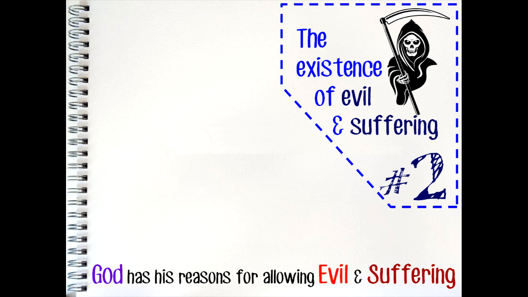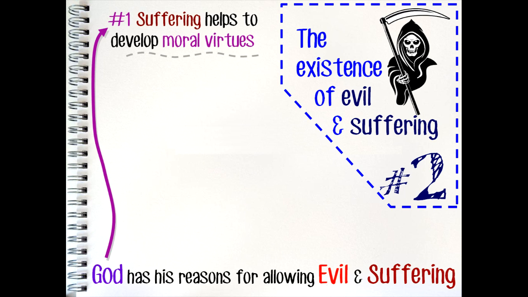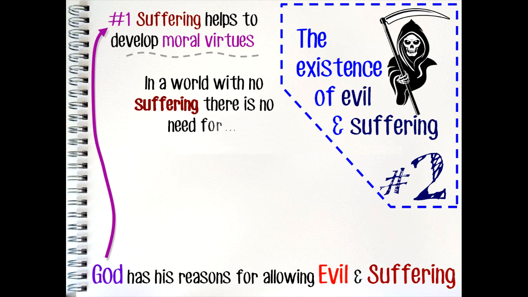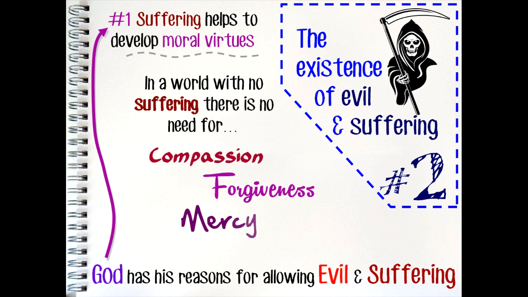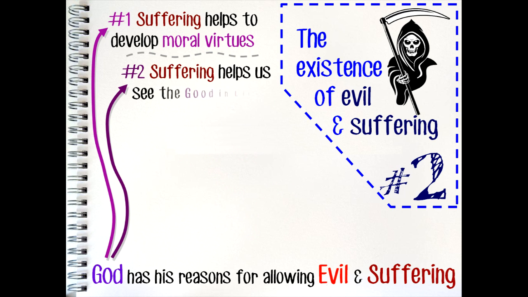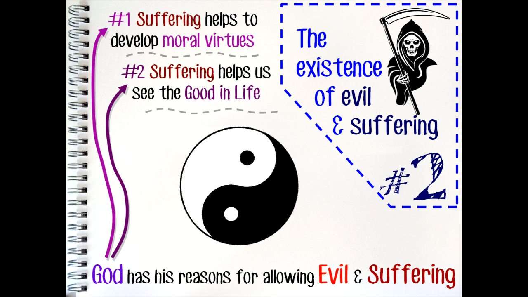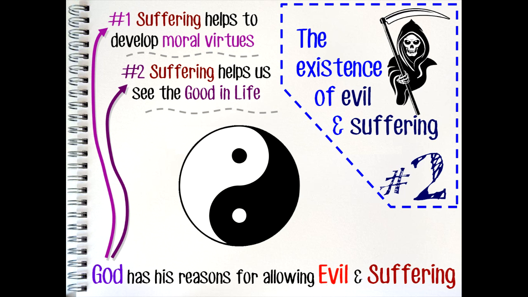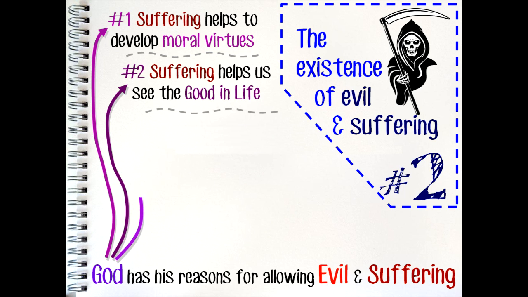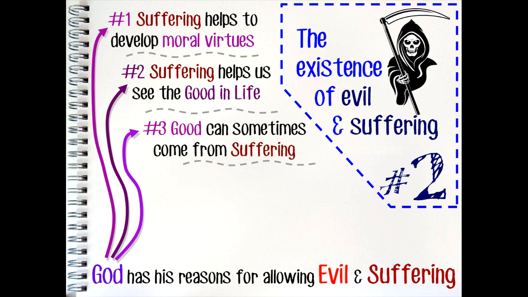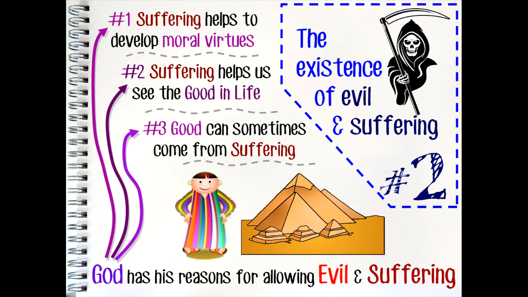So what could be God's reasons for allowing suffering? Firstly, suffering sometimes helps people to develop moral character. Virtues like compassion and forgiveness wouldn't exist in a perfect world. Secondly, without suffering we couldn't appreciate the good things in life. Just as you can't have light without dark, you can't have good without evil. Thirdly, sometimes good things come out of suffering. In the Old Testament, Joseph was sold into slavery by his brothers, but eventually he helped to save the lives of all the people of Egypt as well as his family.